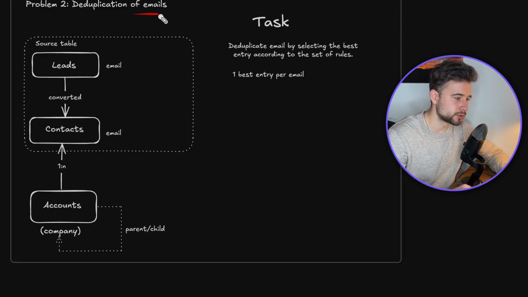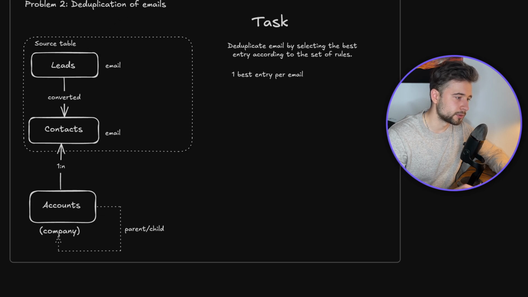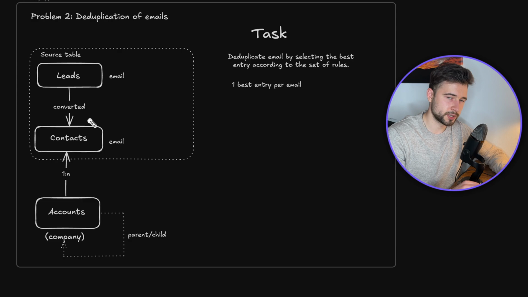So problem number 2, the deduplication of emails, and here we want to select the best entry, so only one best entry and not top n as in the previous problem. For this one I'll have to give you a bit more context, since this one is literally coming from the real world. It was around marketing and marketing data.